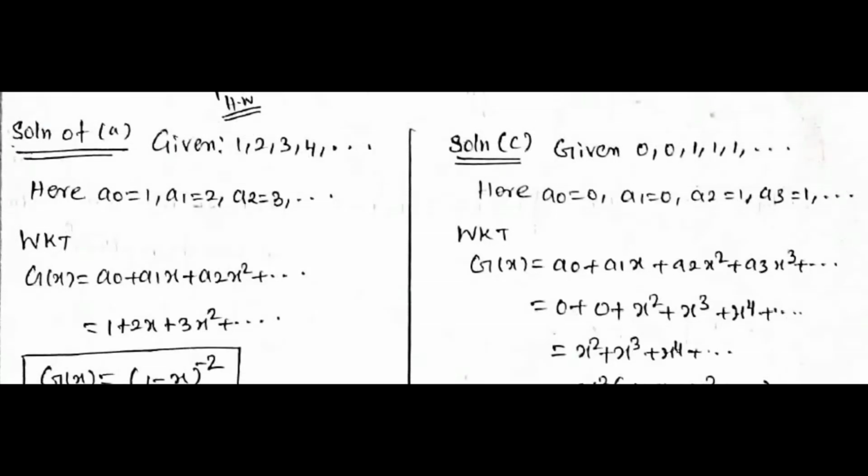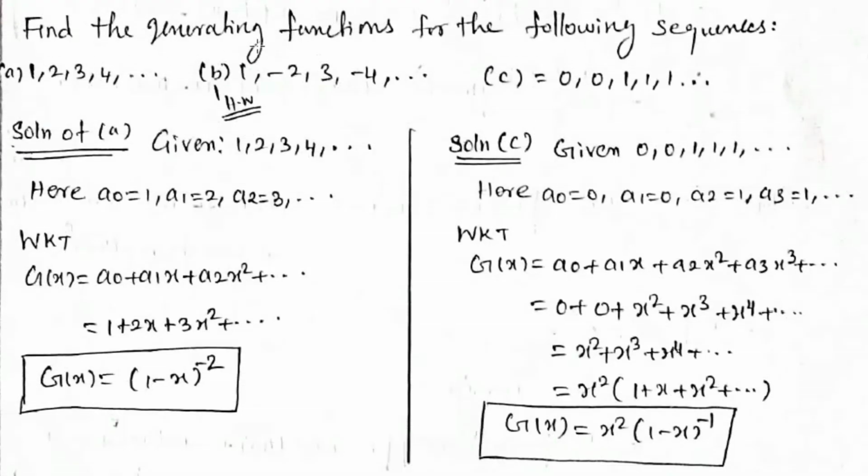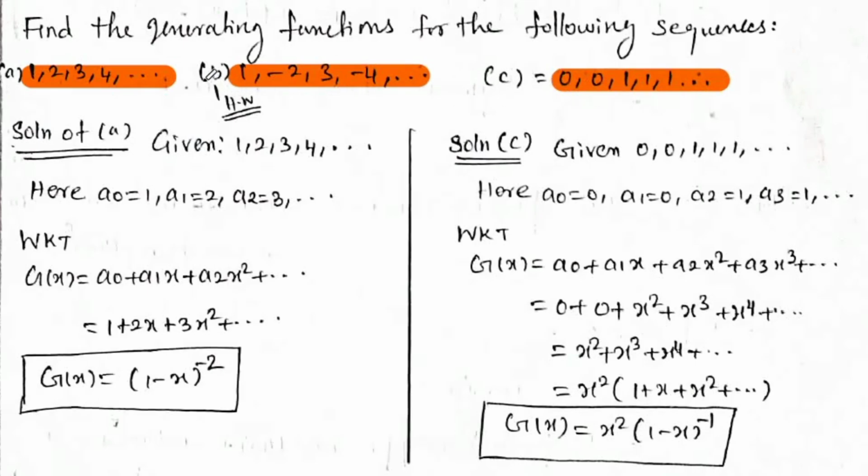Okay, so let us take one example. Find the generating function for the given sequences: 1, 2, 3, 4, and so on. The second question is 1, minus 2, 3, minus 4, etc. And the third question is 0, 0, 1, 1, 1, and so on. We consider the second question a homework question. We are going to solve the first question and the third question.